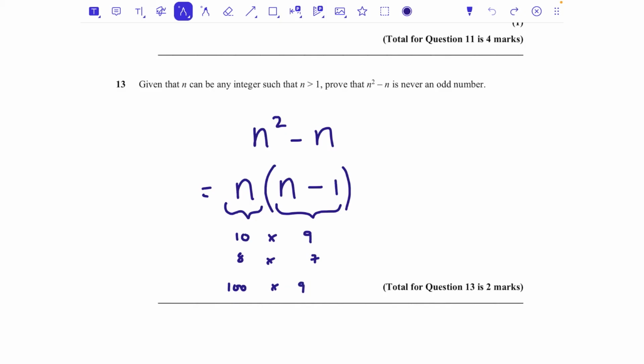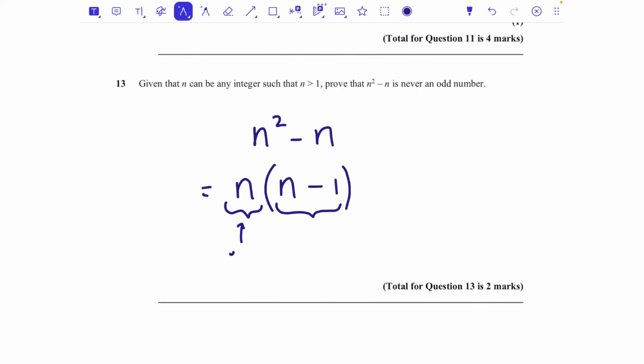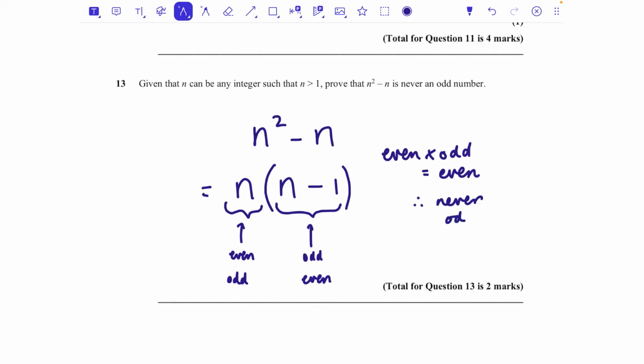What is always going to happen is, because you're always going for the number that is 1 less, if this number is even, then this number will be odd. And if this number was odd, then this number would be even because it's 1 less. And even times odd is always even. So if you have an even number and you times it by an odd number, you will always get an even answer. Therefore, never odd. And that's all we need to say for 2 marks.